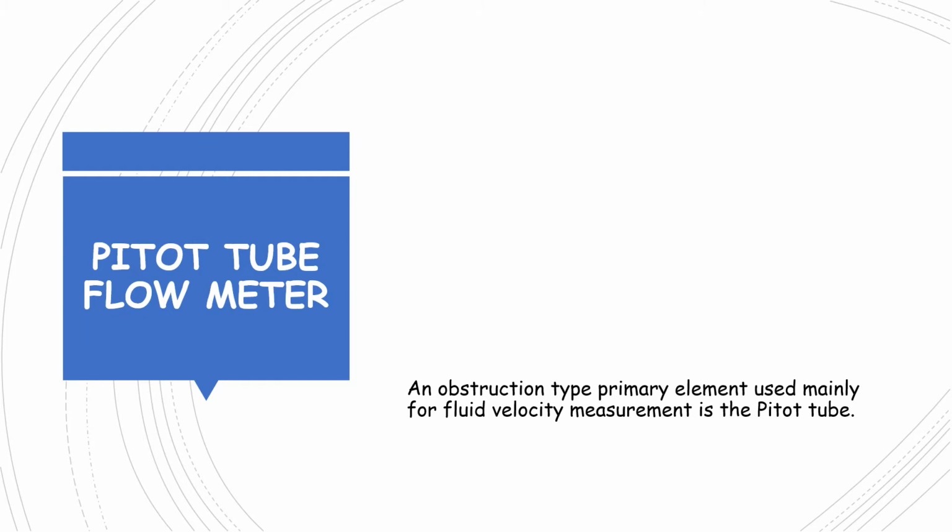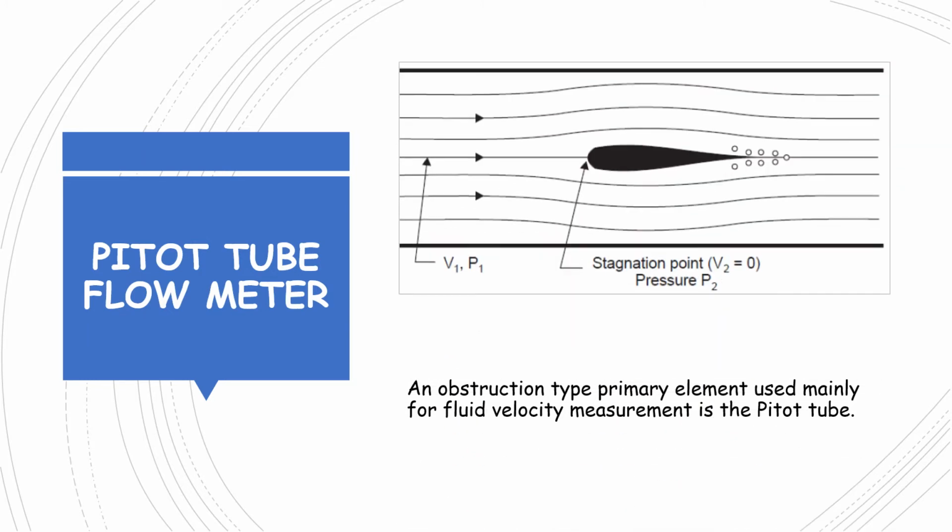So the last meter you're going to study is the pitot tube flow meter, an obstruction type primary element used mainly for fluid velocity measurement. When you look into the diagram, this tells exactly the principle of working of a Pitot tube, where this diagram shows the flow around a solid body.